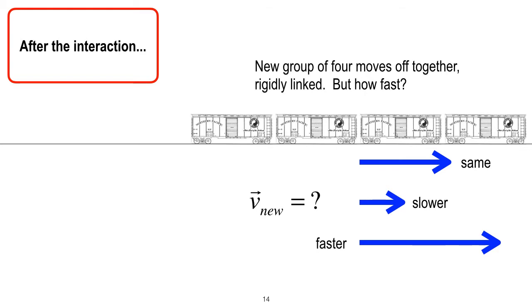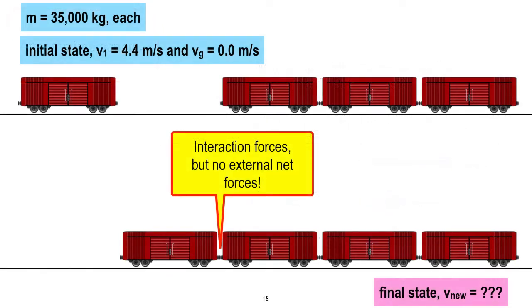And let's keep going. Here's some boxcars. Now, we're going to assume, just for conversation, that each boxcar is identical. Don't have to, but let's assume it's identical just for conversation purposes. 35,000 kilograms. That's 35 metric tons each. And as we've already stated, the initial state is V1 equals 4.4 meters per second for boxcar number 1, and for the group of 3, 0.0 meters per second. They're at rest. All right?